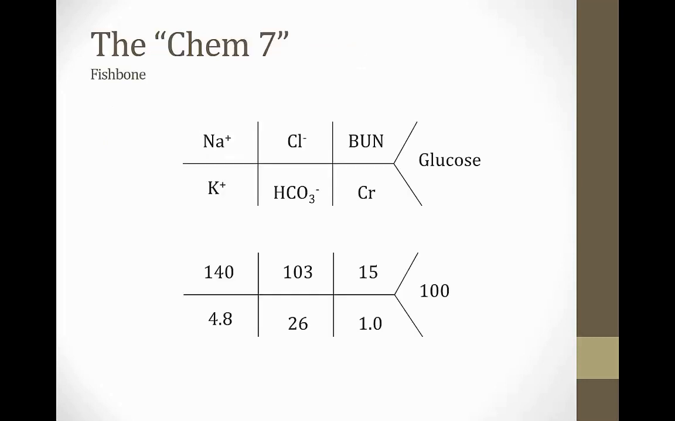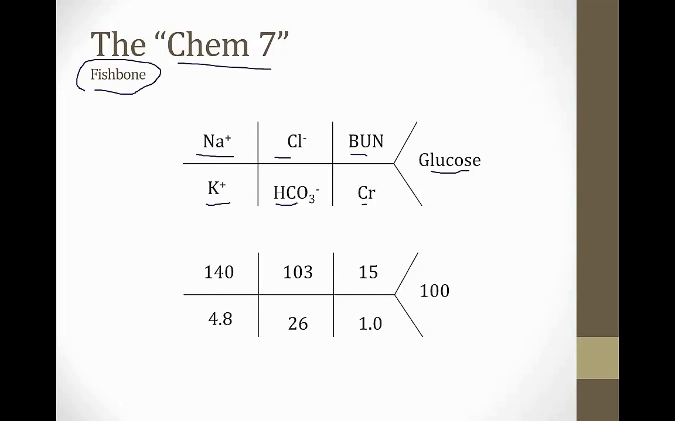So in order to understand the anion gap, let's first talk about the Chem 7. When physicians say I ordered a Chem 7, what they mean is that they sent blood work on a patient to check the sodium, the potassium, the chloride, the bicarb, the BUN and creatinine, and then finally the glucose. And the way house officers and physicians write this in their notes in the hospital is they use something called the fishbone, which I've drawn on the screen here.